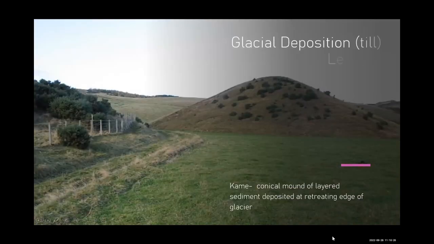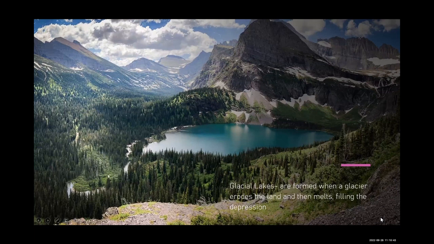And then you also have a kame. A kame is this conical mound of layered sediment, and it's deposited at the retreating edge of a glacier. So that's the back end, if you want to think about it directionally. And this just tends to be where they kind of leave chunks behind, and that's where you get a kame. And then glacial lakes. And who doesn't love a glacial lake?